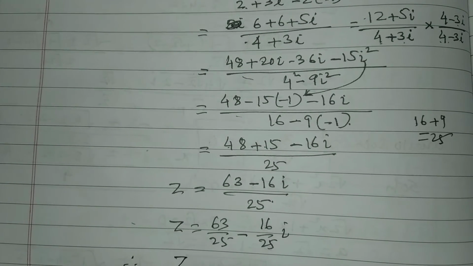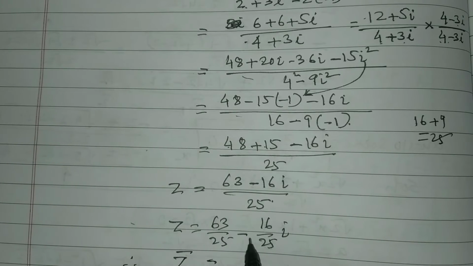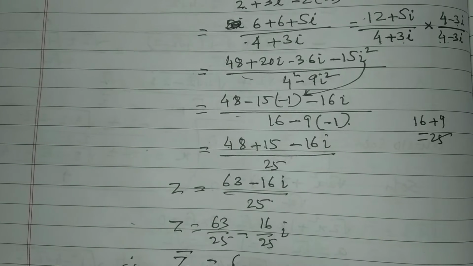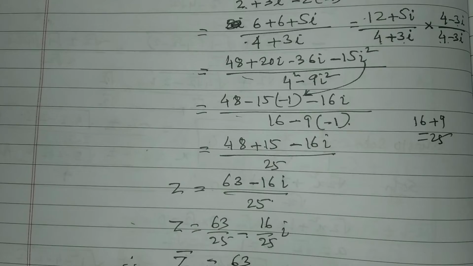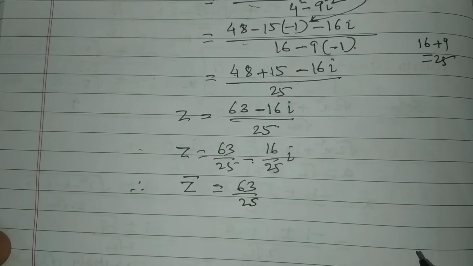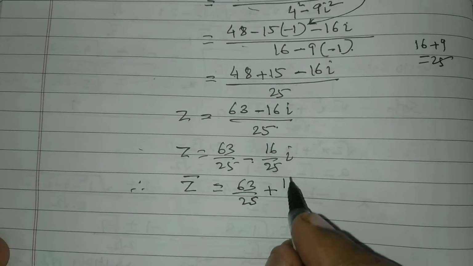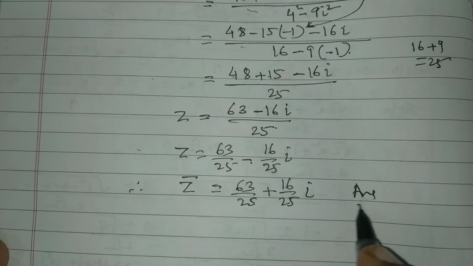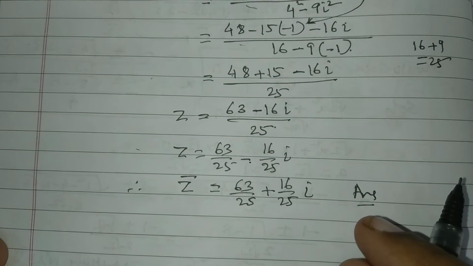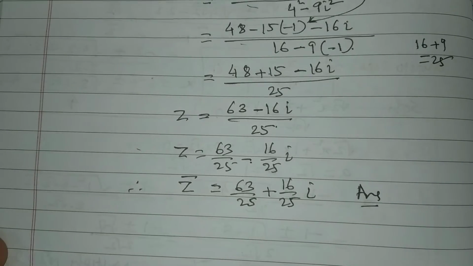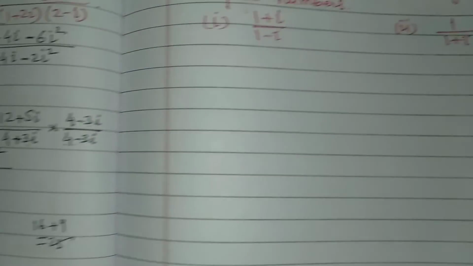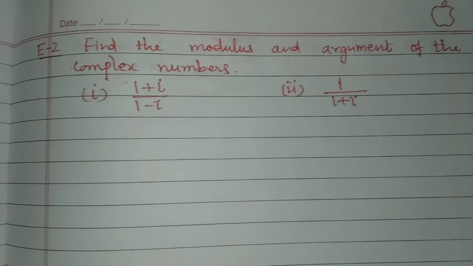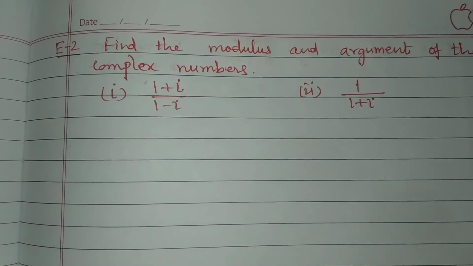Now conjugate of z, z bar, is equal to, just you will change the sign, 63 by 25 and then here plus 16 by 25 i. So this is the conjugate of this complex number. So hope you will understand it. Not a difficult question. Now this is the question I have already written.